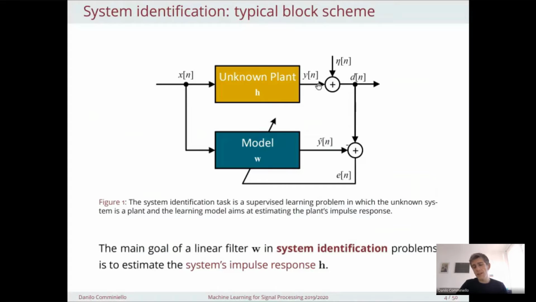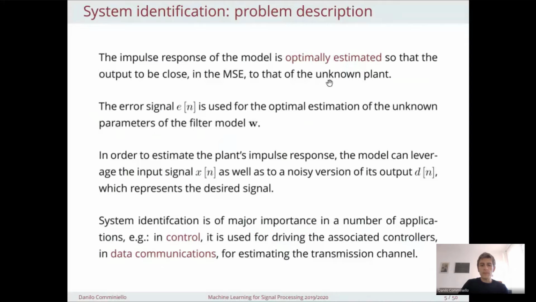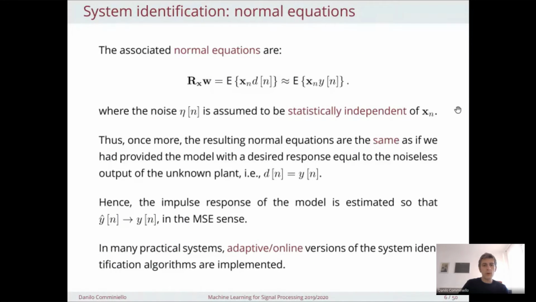You have the input. So we saw previously this kind of thing. You can very often find this kind of notation in which with y you denote the output of the plant, and with the letter d the overall response, which includes also some kind of additive noise. You can find this kind of system identification scheme in a lot of applications. You can find it in controls, in, I don't know, transmission channels, transmission problems, and so on.